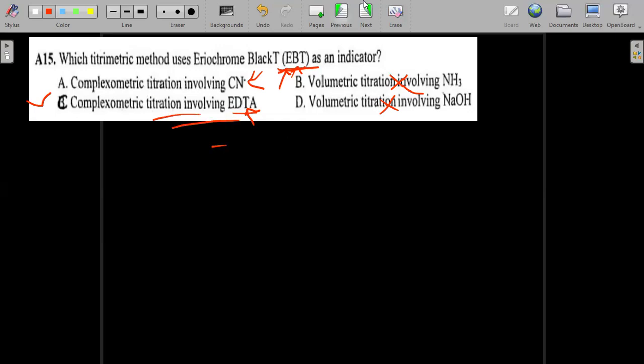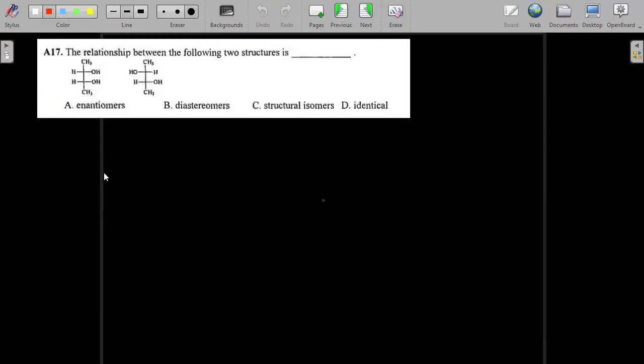And then the next question, we have this molecule here. They're saying the relationship between the following two structures is... We can call this one structure A and this one structure B. When we look at these structures, we can see that they are almost similar. They only differ at this chiral carbon. On A we have the OH on the right and the H on the left, and on B we have the OH on the left and the H on the right. So these structures differ at one chiral center.